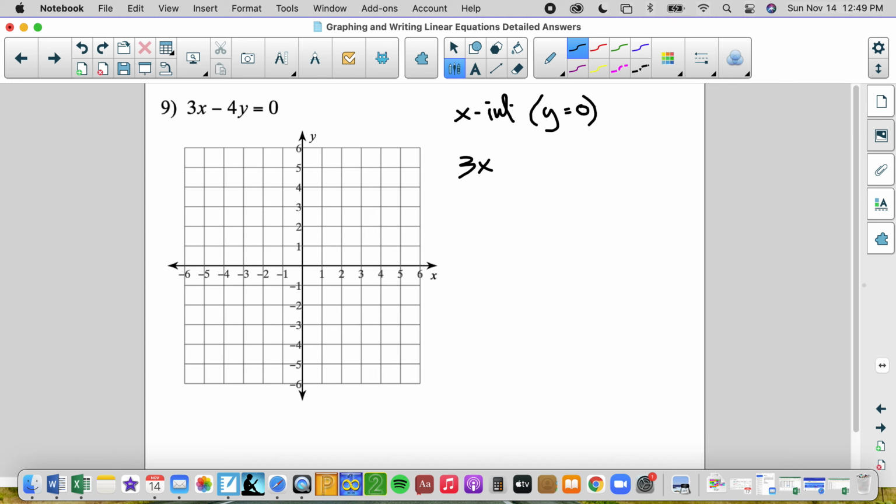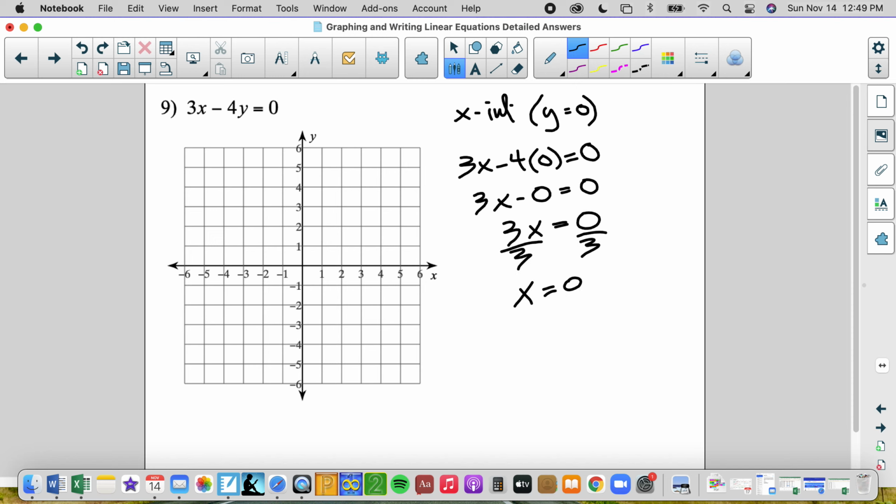So we get 3x minus 4 times 0 equals 0. We get 3x minus 0 equals 0. 3x minus 0 is 3x. We're going to divide by 3, and we get an x-intercept of 0. Now so x-intercept, that's where x equals 0. We're going to make a dot.